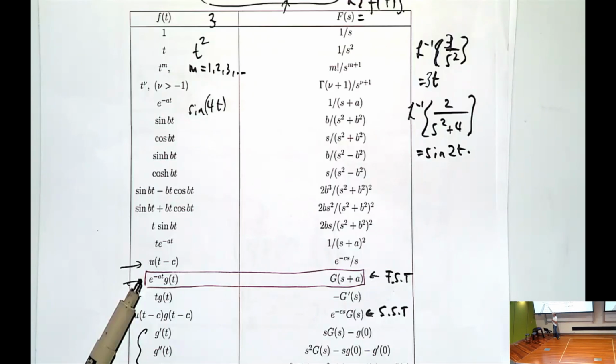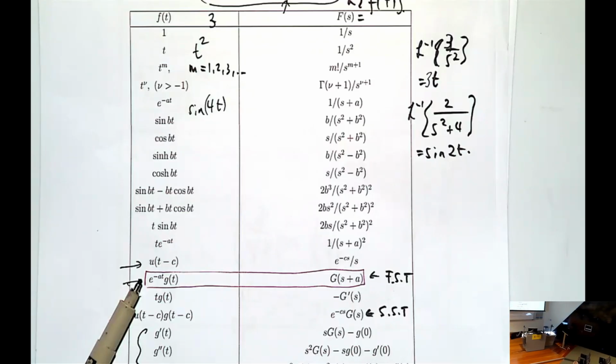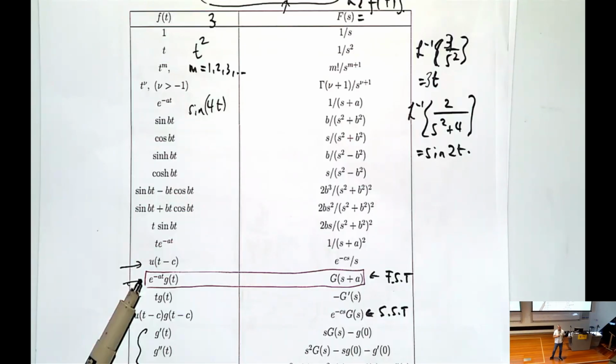To compute this product, you just concentrate on the function little g. Compute the transform of little g to get big G of s, and then you don't want big G of s, you want big G of s plus a. So that's why it's called a shifting theorem, because you take something and you shift it, right? So it's not just big G of s, it's big G of s plus some shift, plus a. Okay? So, before I go any further, questions?